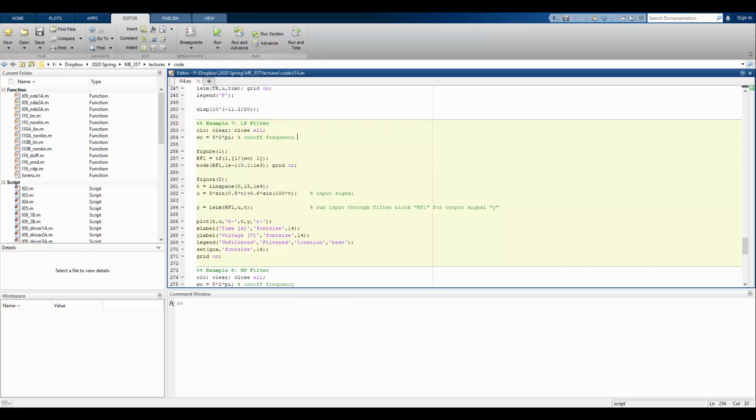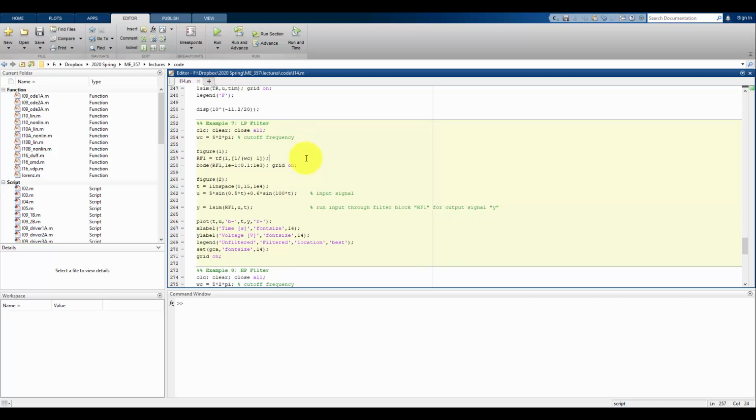So moving into MATLAB to do our design, to see our Bode diagram, and then to see in simulation how it's going to behave. So we see here, I'm deciding what my cutoff frequency is. So yeah, it's 5 Hertz, but I need this in radians per second. So I multiply it by 2 pi, and I get 10 pi.